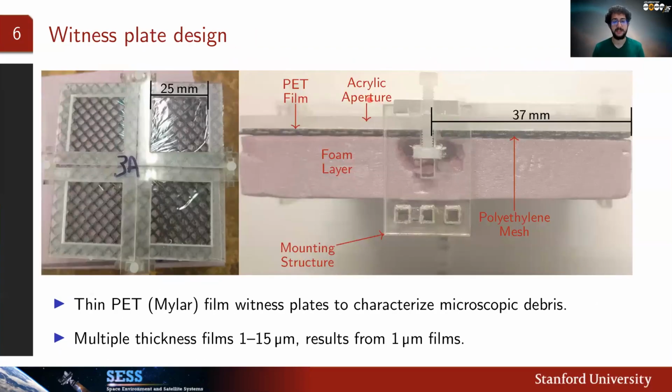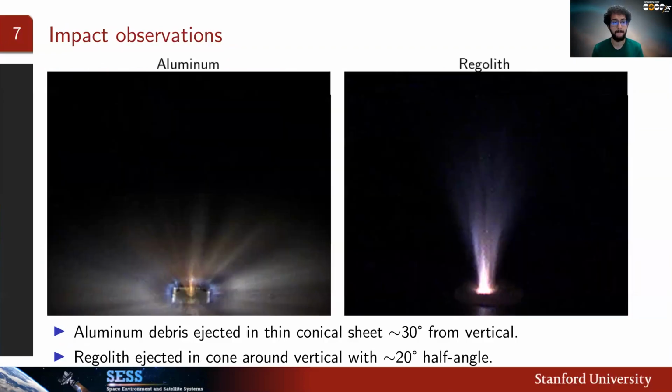These witness plates consist of a thin film membrane made from mylar or PET film, and the results that I present are from the 1 micron thick films, which have the best mapping from punctures due to secondary debris impacts to the size of the impacting debris. And I analyze those witness plates by counting holes under a microscope.